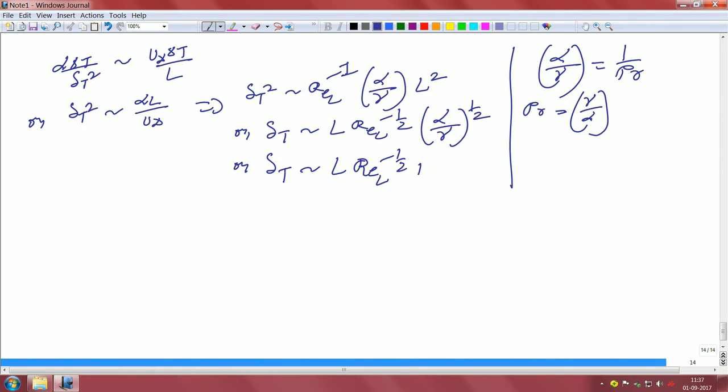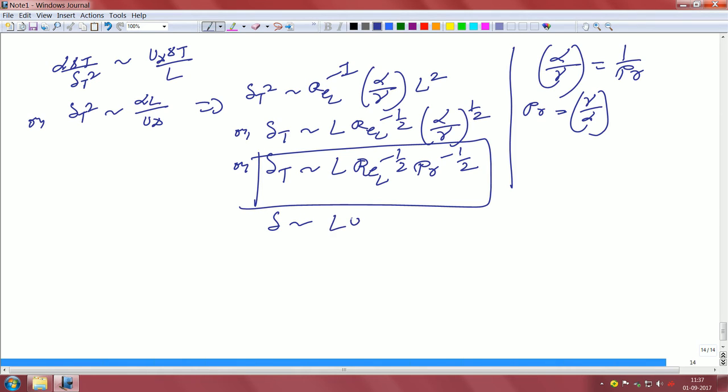So, this is what you get over here. Therefore, now we can do a little bit of jugglery. This leads to delta t is proportional to L Reynolds number to the power of minus half Prandtl number to the power of minus 1/2. Clear?